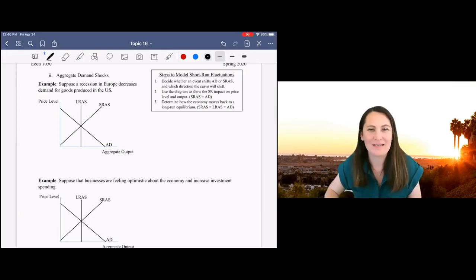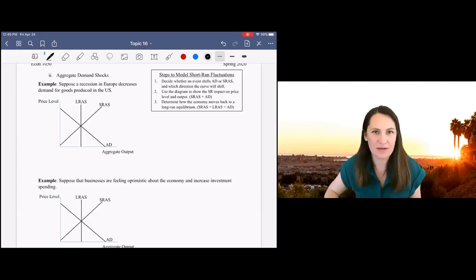We're finally ready to start modeling short-run business cycle fluctuations. Now, some people get confused because there are three lines here and they all cross in kind of funny ways. So sometimes it's hard to figure out what's going on. I've tried to type out the steps for solving these problems so you can more easily know how to work through them.